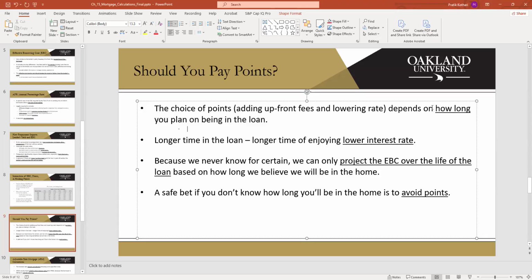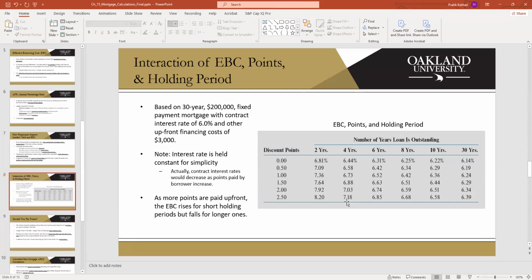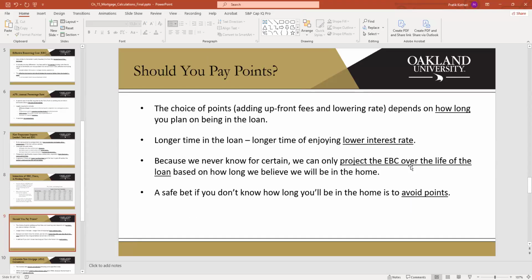So, the longer the time you're in the loan, the longer the time you can enjoy the lower interest rate that you bought by paying these points. I'll repeat, the longer you are in the loan, the longer you have to enjoy this lower interest rate you bought by paying points upfront. Shorter the case, well, we just saw if you're in the loan for a shorter amount of time, the effective borrowing cost increases with points. So it doesn't make sense to buy points if you're going to be in the loan for a short duration of time.